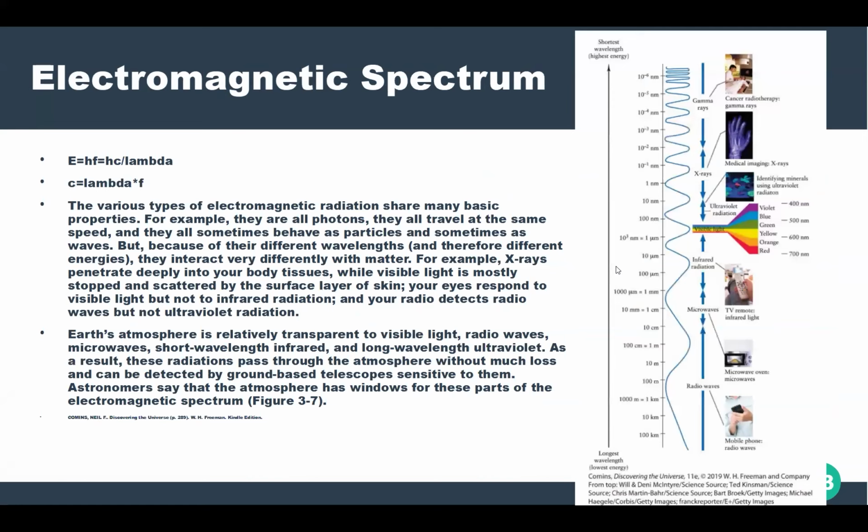Earth's atmosphere is relatively transparent to visible light, radio waves, microwaves, short wavelength infrared, and long wavelength ultraviolet. As a result, these radiations pass through the atmosphere without much loss and can be detected by ground-based telescopes sensitive to them. Astronomers say that the atmosphere has windows for these parts of the electromagnetic spectrum.